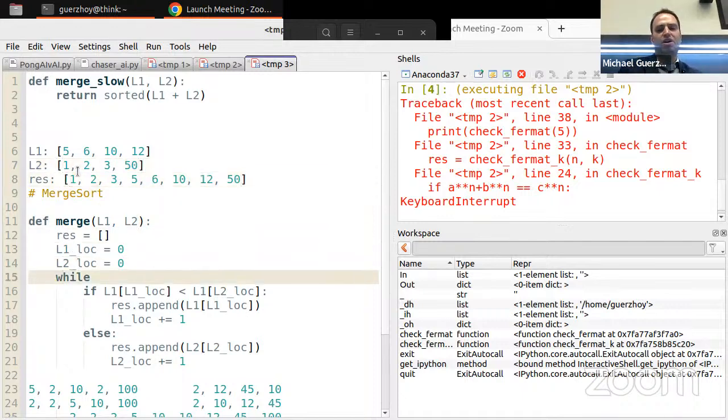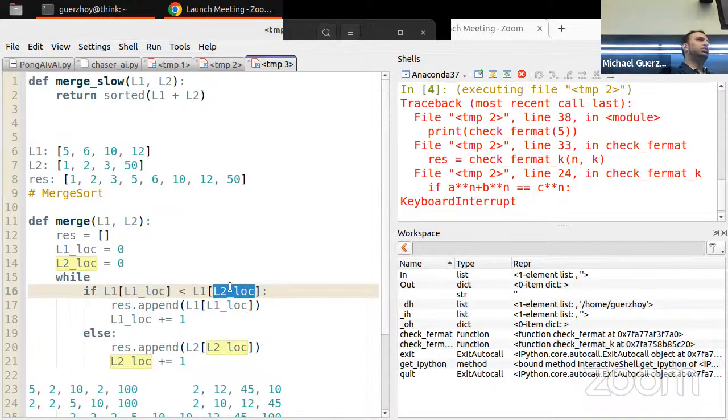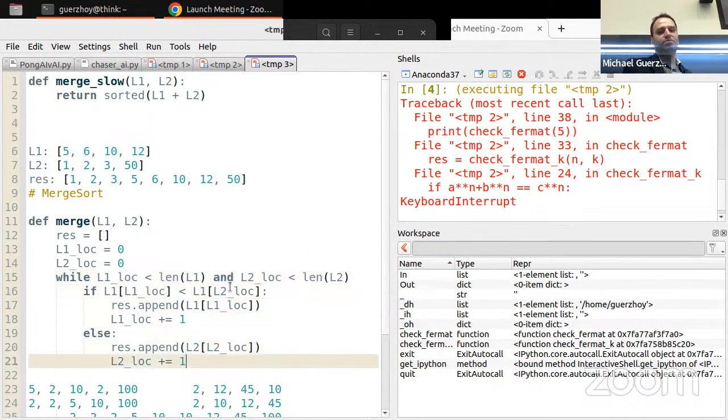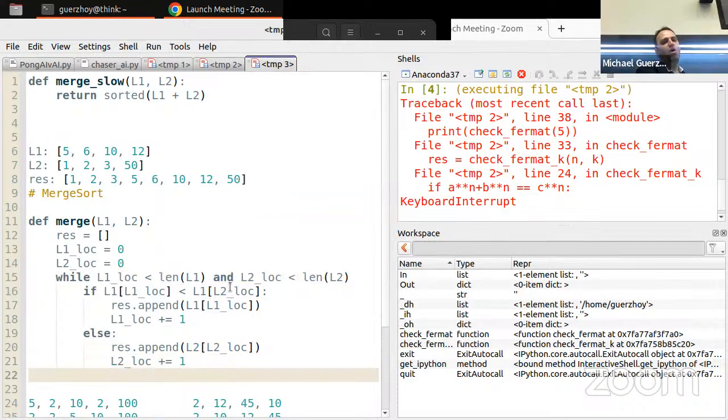So when should I stop? Well, here I need to be able to check whether this guy is smaller than this guy. So if I ran out of elements at either one, that's not going to work. So it needs to be that the L1 location is smaller than the length of L1, and also the L2 location is smaller than the length of L2. So once I'm here, it might be that I haven't gotten all the elements from L1 or all the elements from L2. That's okay. I'll just extend the result with the rest of L1 if there is anything.